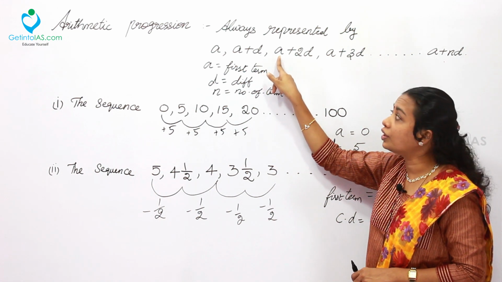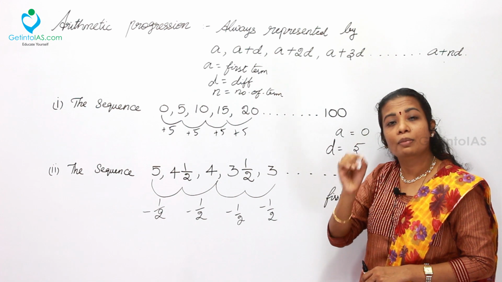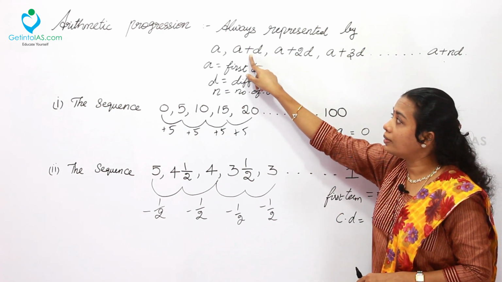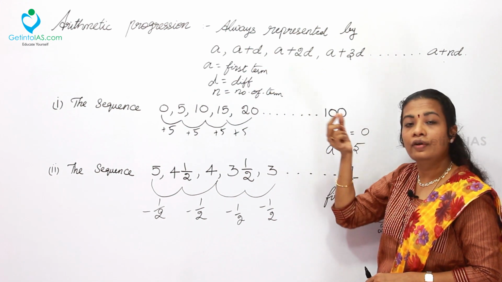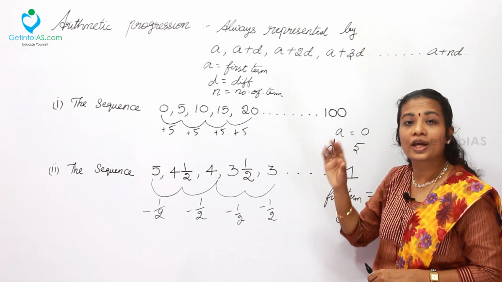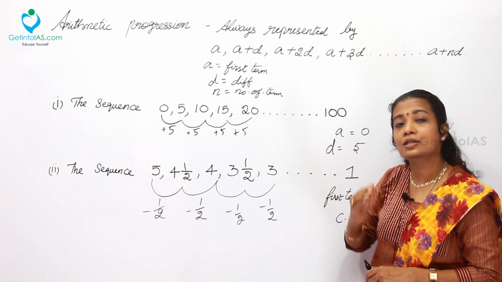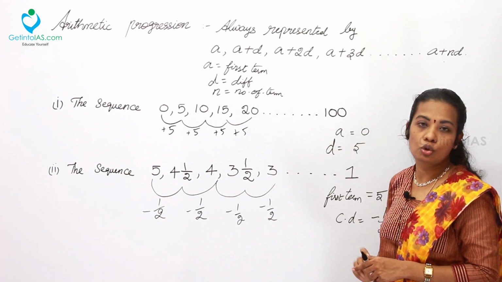Third term is equal to A plus 2D. Why 2D? Because it is the third term, right? 3 minus 1 is 2. So, here 1D, here 2D like that. Whenever you are going through a term, say for example the 30th term, you take A plus 29D. The 40th term, you take A plus 39D and so on.